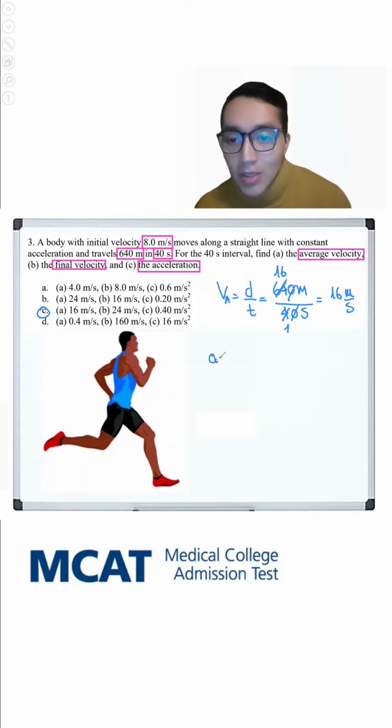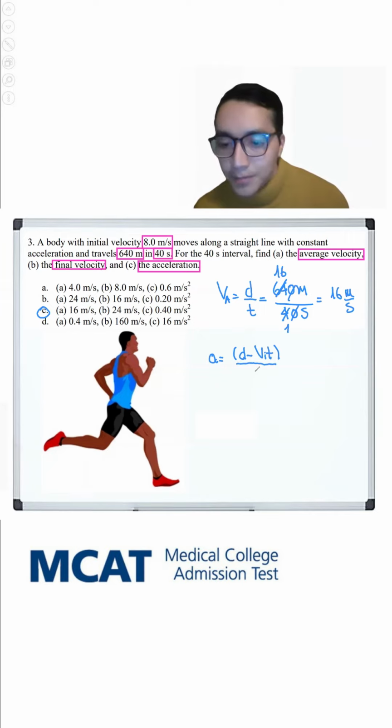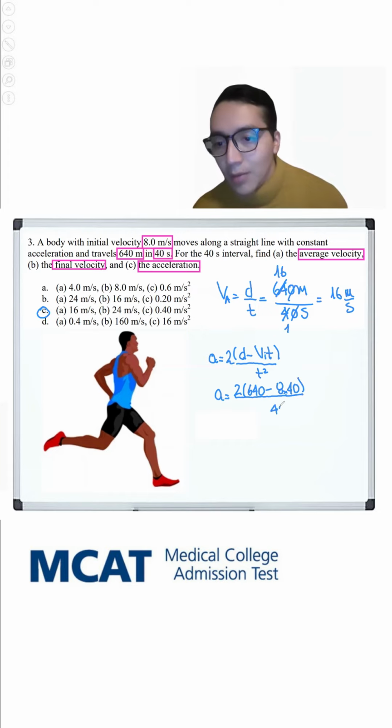So for the acceleration, I can use the formula that considers the distance minus the initial velocity times the time, divided by the time to the power 2. In this case, I'm going to set the data. The distance is 640 minus 8 times 40, divided by 40 to the power 2. I can calculate this using just my brain. 640 minus, in this case, 8 times 4 is 32, so 320, divided by 40 squared.